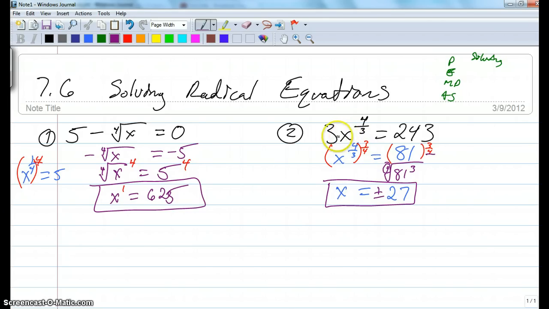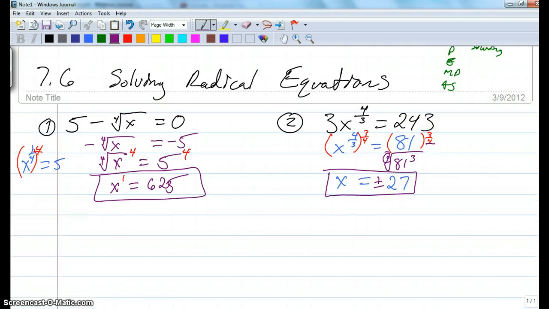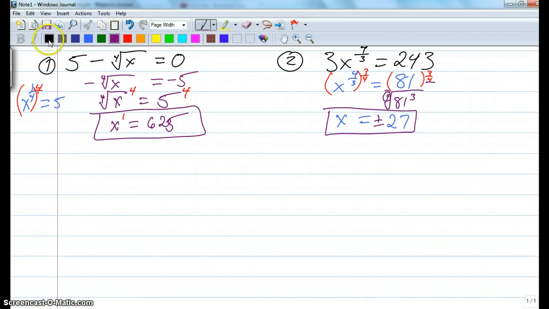Use your calculator and put in 3 times 27 to the 4/3 power. See if it comes out as 243. Then do 3 times, put parentheses around negative 27 to the 4/3 power. Should come out the same way. When in doubt, throw it on, and then check your answer. If it doesn't work, then cross it out. All right, let's do a couple more.